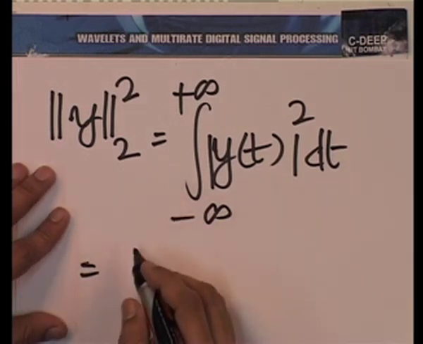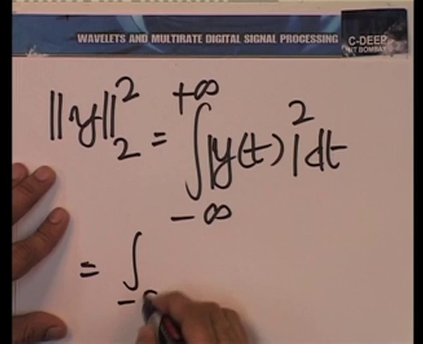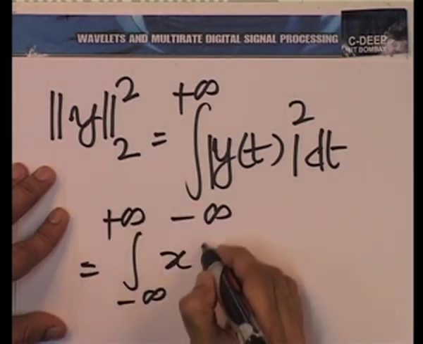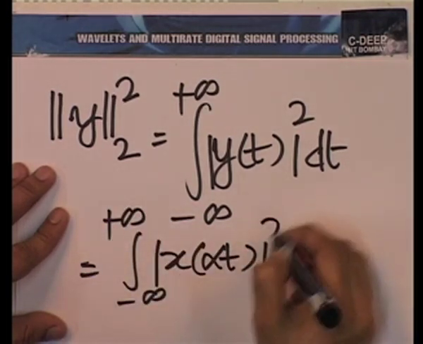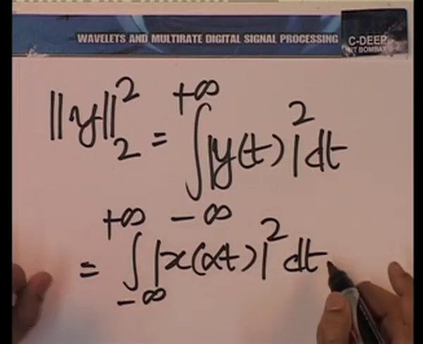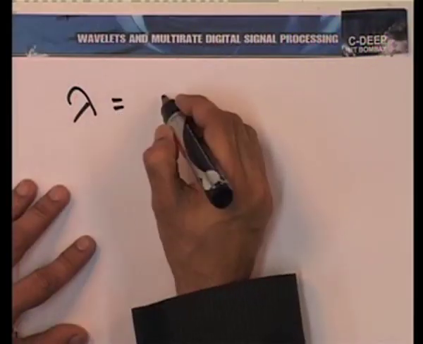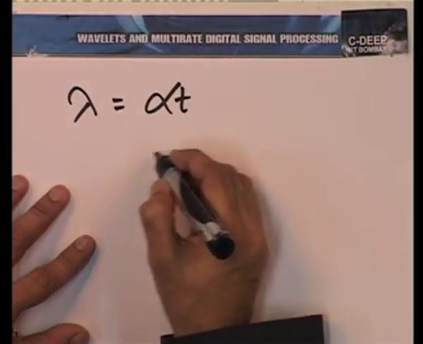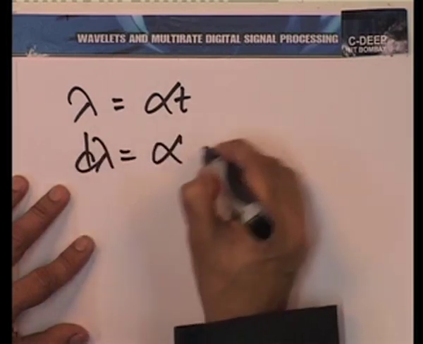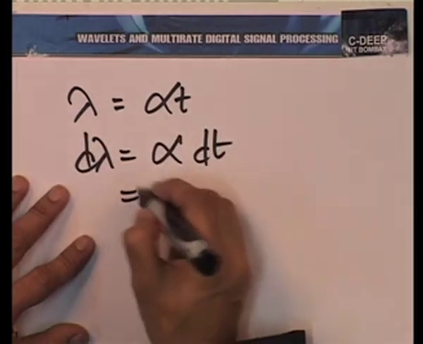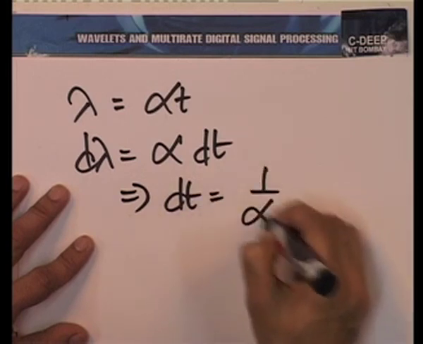The L2 norm squared, I mean. And of course, this is easily seen to be integral of mod x alpha t squared dt. Now, it is an easy integral to evaluate. All that we need to do is to make a transformation of variable. So, we have lambda is alpha t, whereupon d lambda is alpha dt, and therefore, dt is 1 by alpha d lambda.